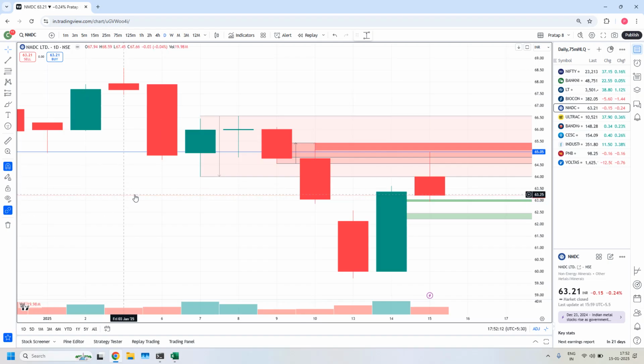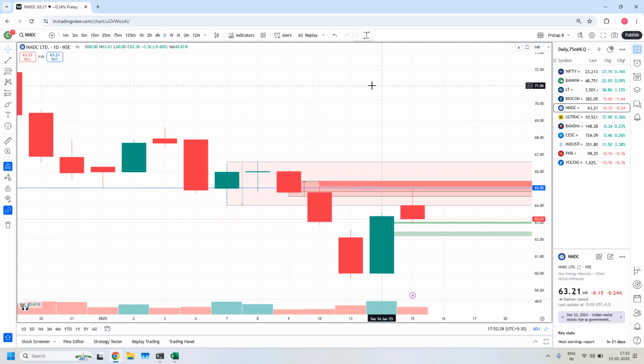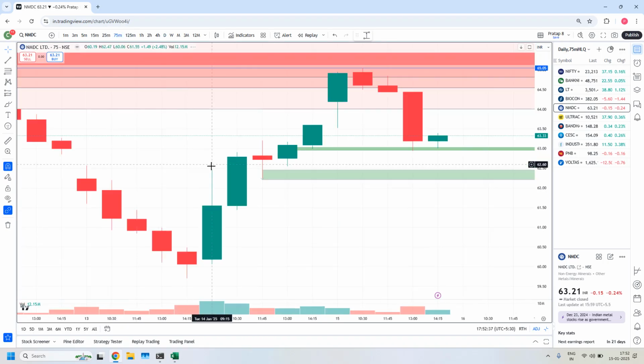NMDC is a daily high liquidity supply zone. This is a drop candle. We have 3 base candles, a drop candle and a follow through candle as per the zone identified by our NeoStock software. Our software identified this as a daily high liquidity supply zone, and this daily zone we fine tuned with the 75 minutes time frame.